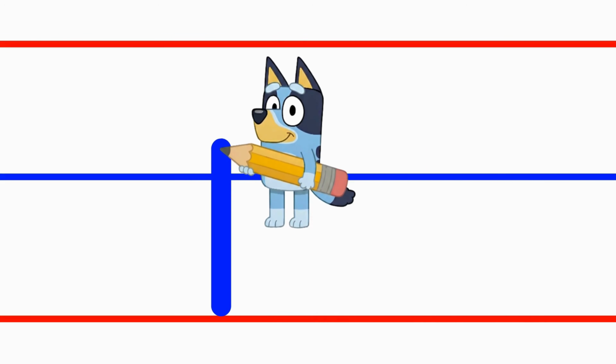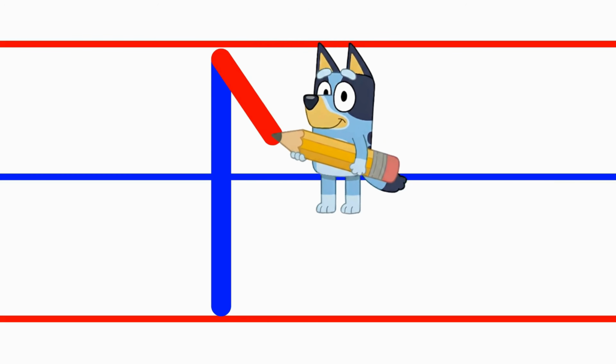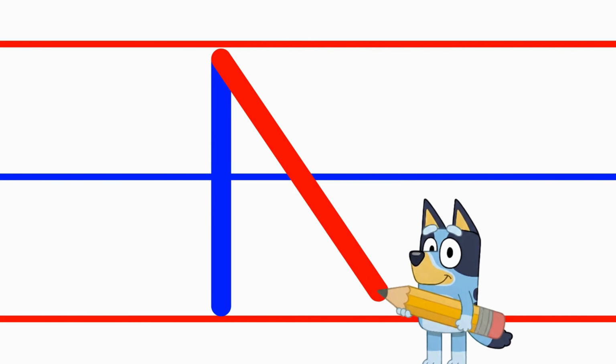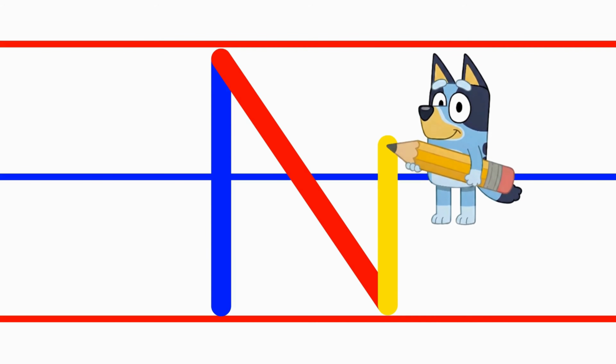Standing line going up. Slanting line going down. And then standing line going up again. Capital N.